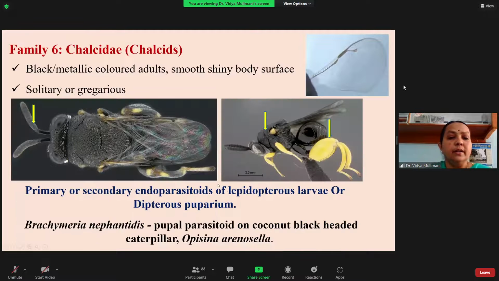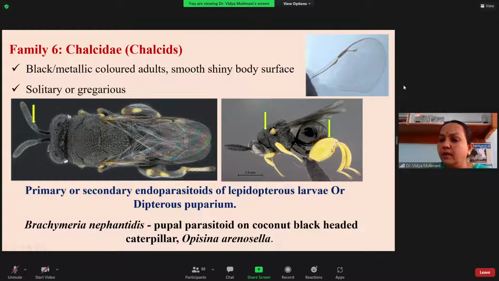Next you have the Chalcididae. How do you remember these chalcids? The common name for them is chalcids. In this photograph you can see the most striking character for these chalcids is the hind femur. It may be yellow or black. Color does not matter here, though color is taken into consideration when they go for identification of the species. But you should know only the identifying character for the chalcids.